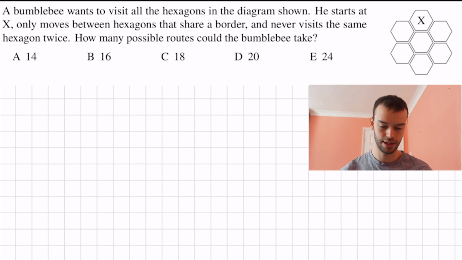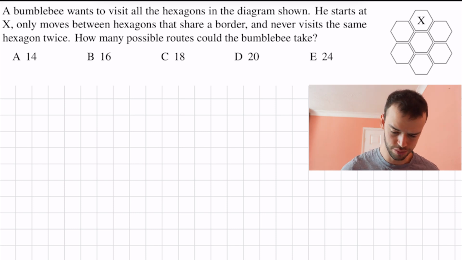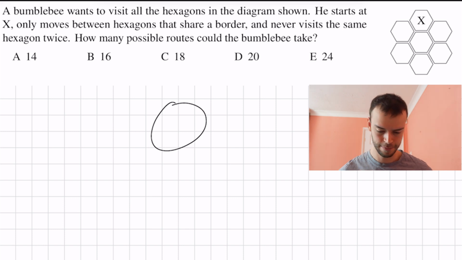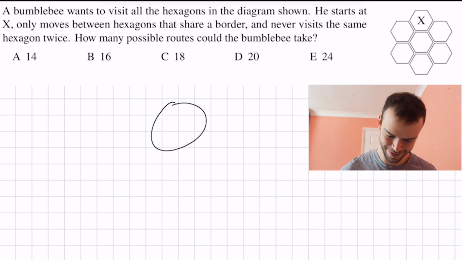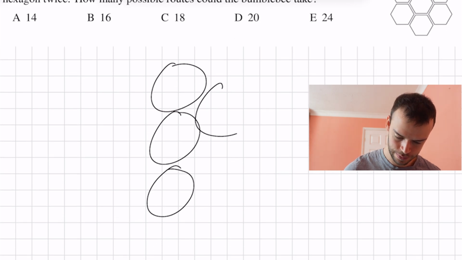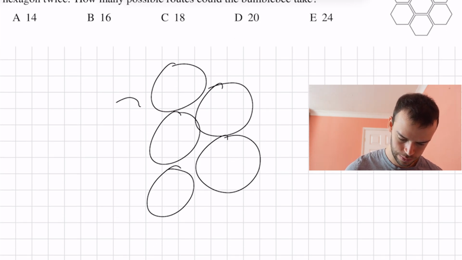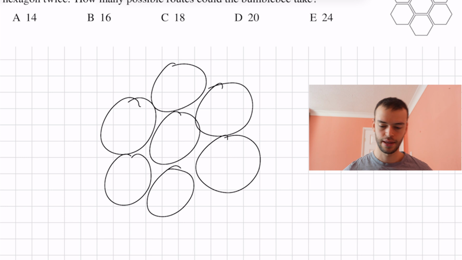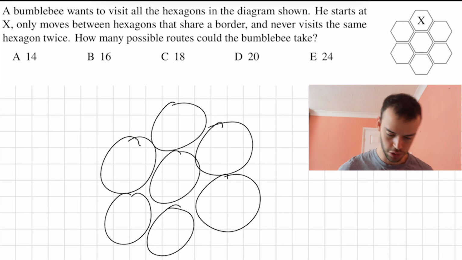Very interesting question here. Have a go at it yourself, pause the video, and when you're ready, unpause and we'll work it out together. Cool, so I think first of all, I want to draw this shape out for myself. It doesn't have to be hexagons, I can just do circles, which are a bit easier to draw. So we've got these circles here. Cool, and the bumblebee always starts at the top.